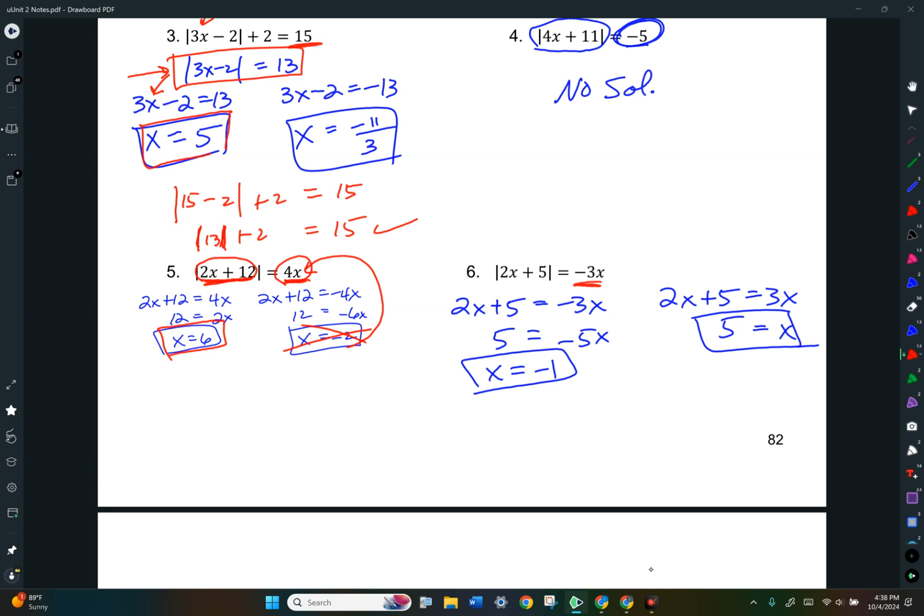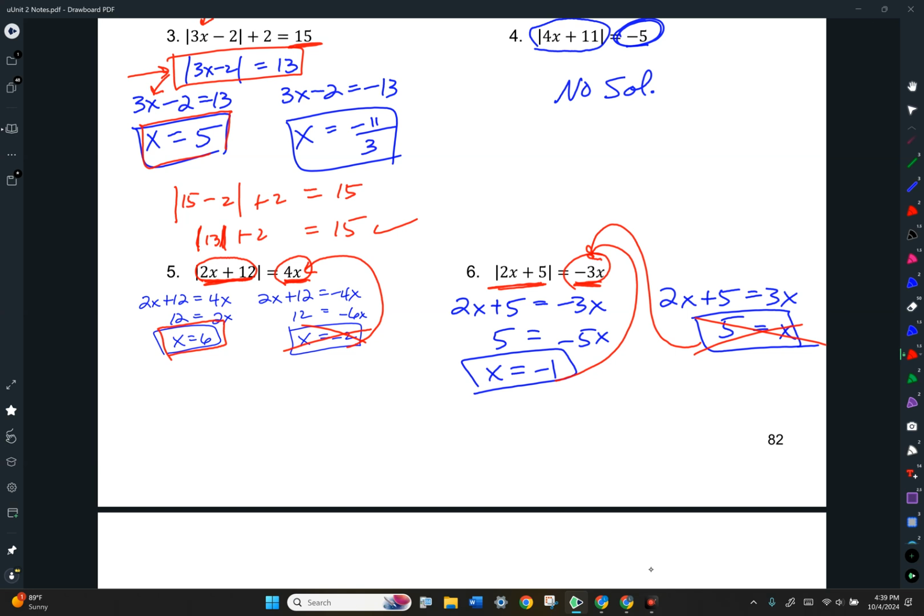Okay, on number 6, let's check the negative. If I were to put in a negative 1, in that case, this would be a positive, right? So that means it's okay. But be careful on this one. If I were to put in a 5, do you see that this side would be negative? And there's no way an absolute value can equal a negative. So in this case, it was the positive solution that didn't work. You might be like, oh my gosh, so I have to check all negative and all positive?